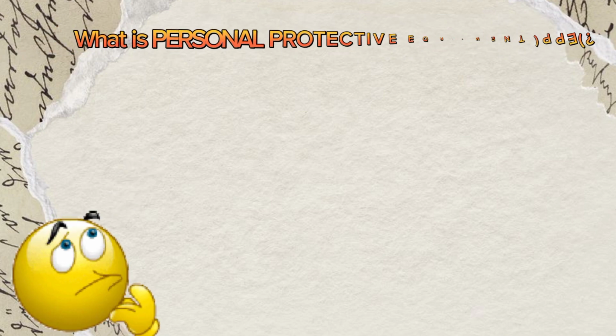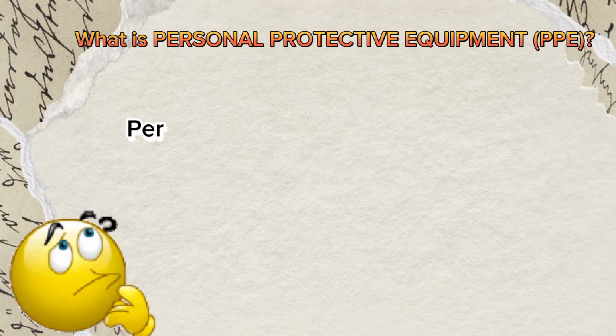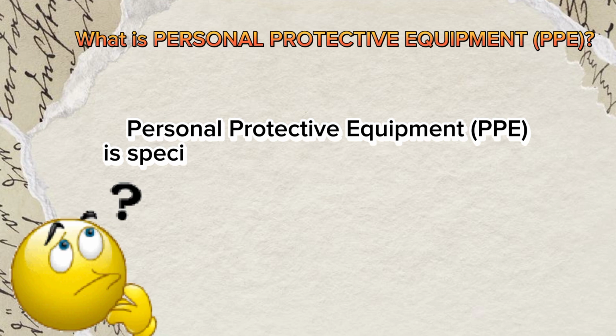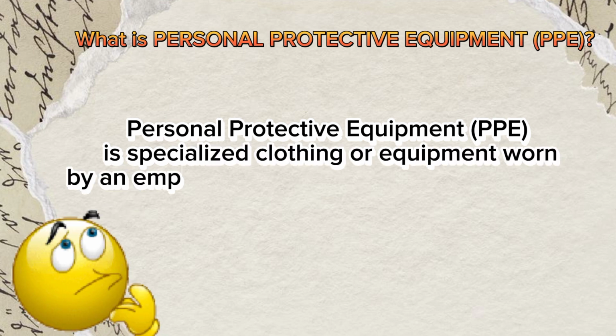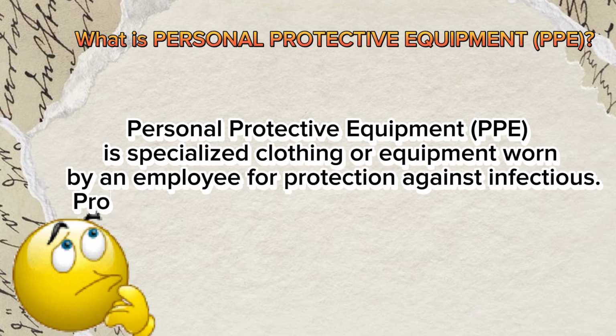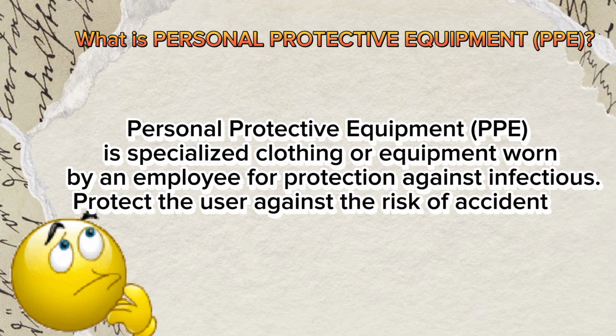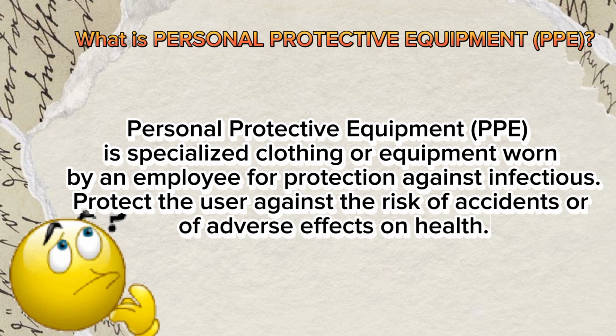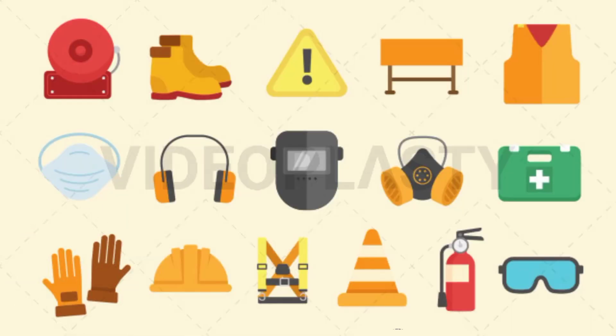What is personal protective equipment, PPE? Personal protective equipment, PPE, is specialized clothing or equipment worn by an employee to protect the user against the risk of accidents or of adverse effects on health. These are some examples of personal protective equipment.